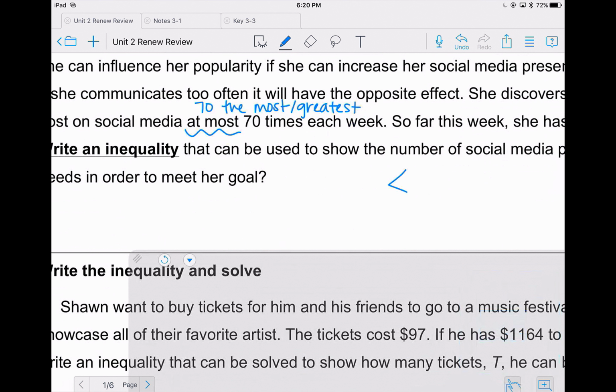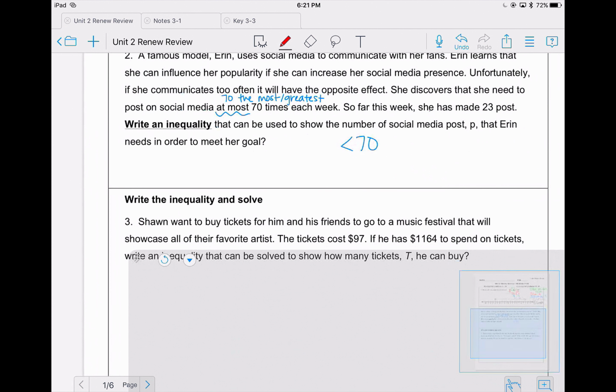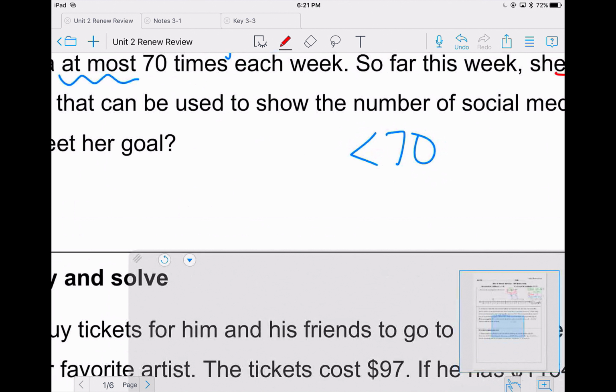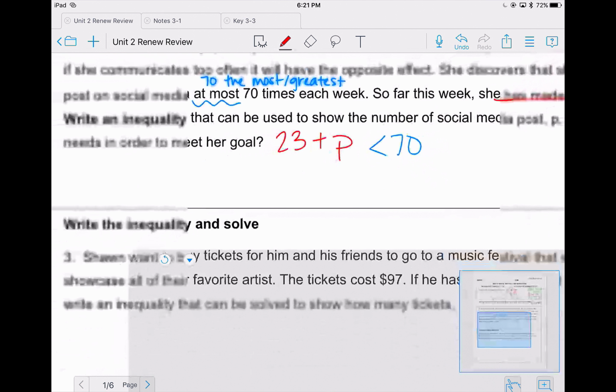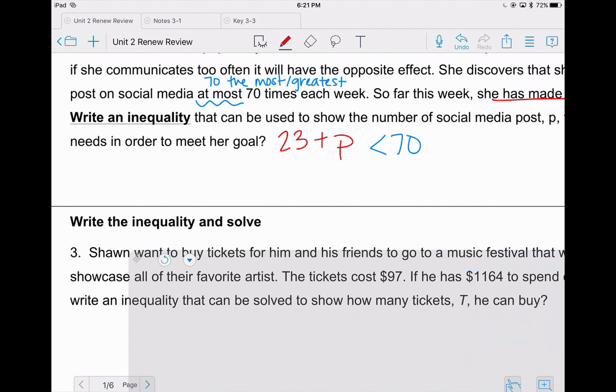So my inequality is going to be facing the opposite direction. Remember, we talked about way back when you learned about inequalities, the alligator eats the biggest or the greatest. So if the most she can have is 70, my inequality needs to eat the 70. Now, so far this week, she has made 23. Write an inequality that can be used to show the number of social media posts P that she needs to meet in order to meet her goals. So she's already posted 23, and she needs an additional amount, P, for her goal. All they asked me to do here is write my inequality, so that's my answer.